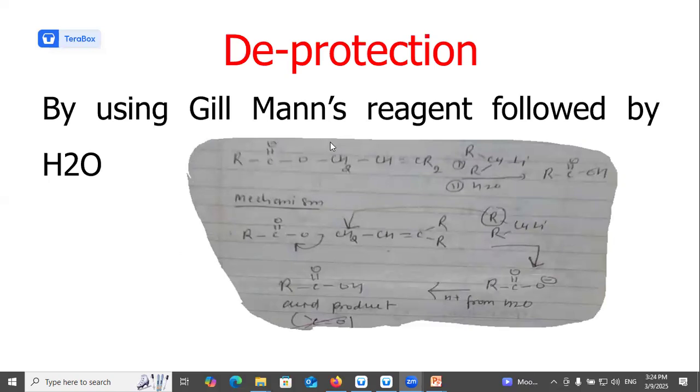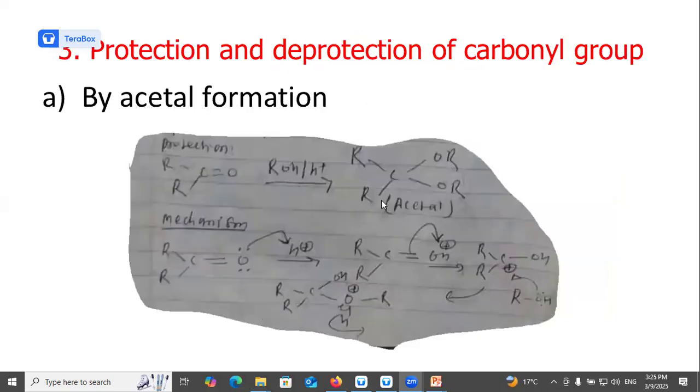Deprotection by using Gilman's reagent followed by water. If we treat it with Gilman's reagent, the allylic ester will give the carboxylic acid. Mechanism: in Gilman's reagent the alkyl groups are negatively charged because carbon is more electronegative than the metal, copper and lithium. So this negatively charged alkyl group of Gilman's reagent attacks this carbon because this carbon is electron deficient. This carbon is attached to more electronegative oxygens, so these electrons break down by being abstracted by the oxygen and a negative charge forms, and it takes a hydrogen ion from the water and we will get the product acid.